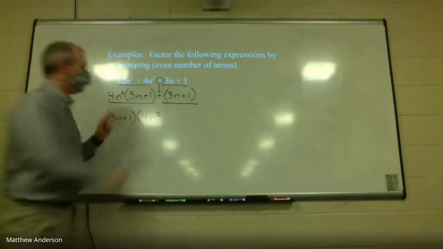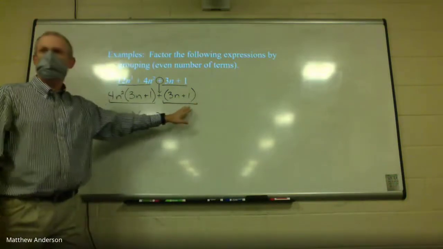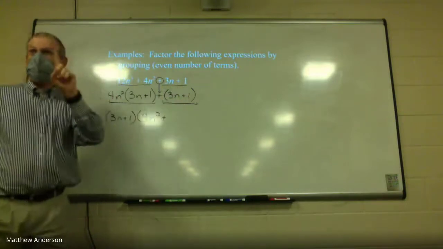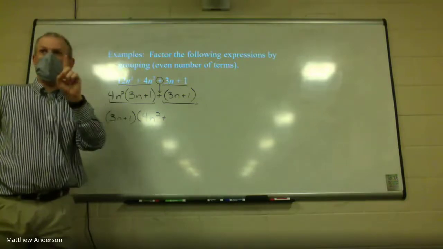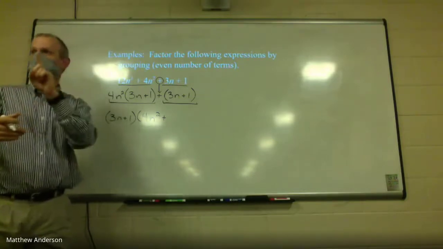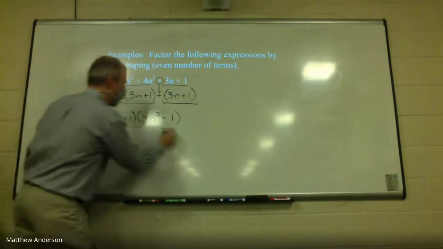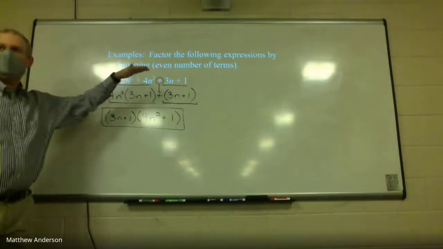Now, here's where we have to be careful. We've got our plus sign. What's going to be left here when we factor out the 3n plus 1? Because remember, we're dividing it out, so it's going to be a 1, right? 3n plus 1 divided by 3n plus 1 is 1. Anything divided by itself is 1. So we're going to have a 1 there. And so this is this thing factored out.